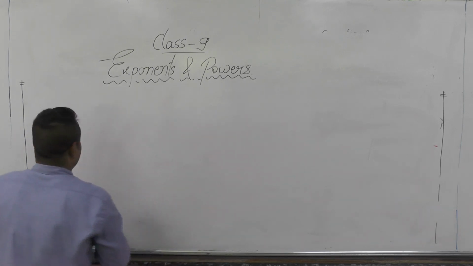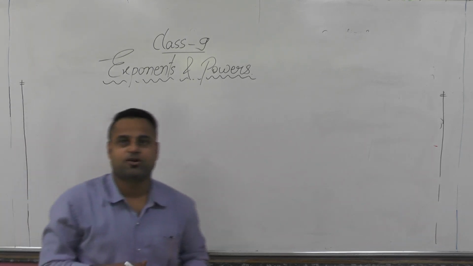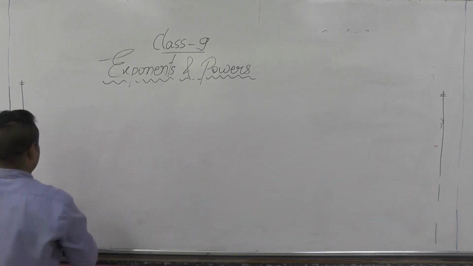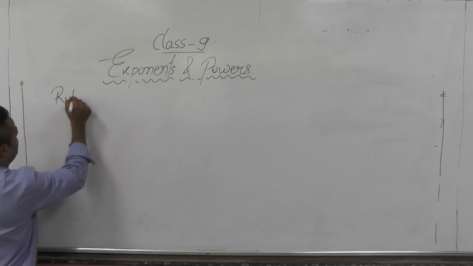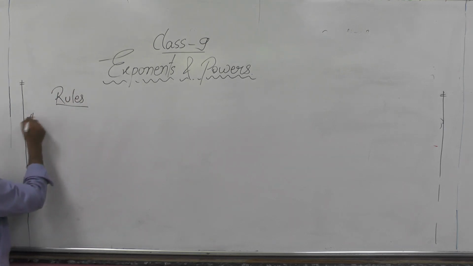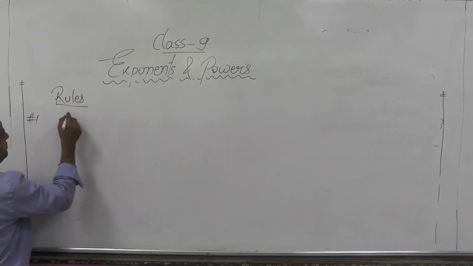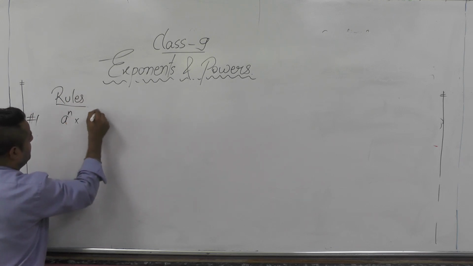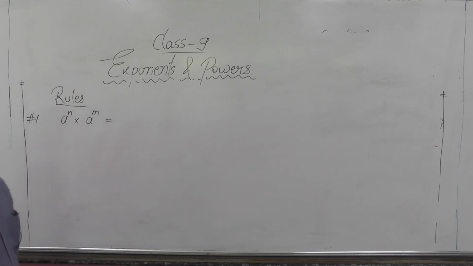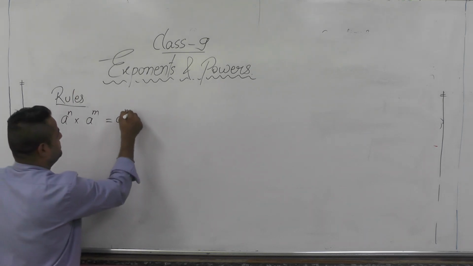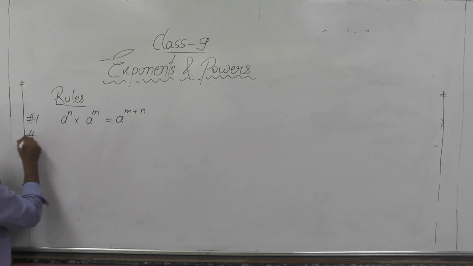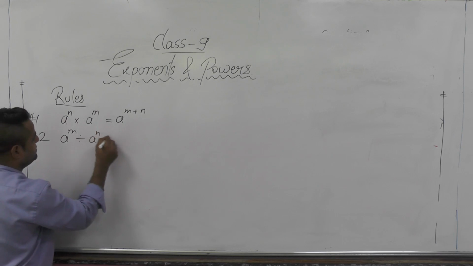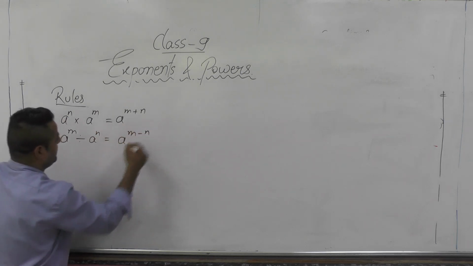Okay. There are a few rules that have to be followed in power notations, or exponents and powers. Those are the basic rules. There are only 5 rules. First rule: when the bases are same and the numbers are in multiplication, the powers should be added. Rule number 2: if bases are same and numbers are in division, the powers must be subtracted.